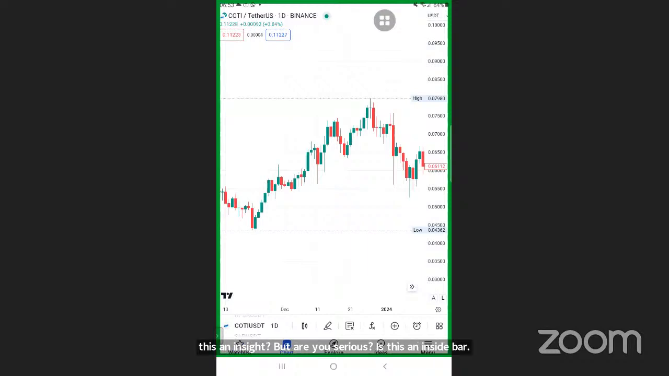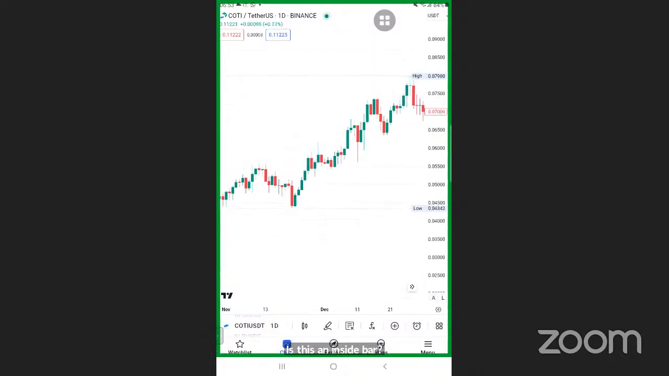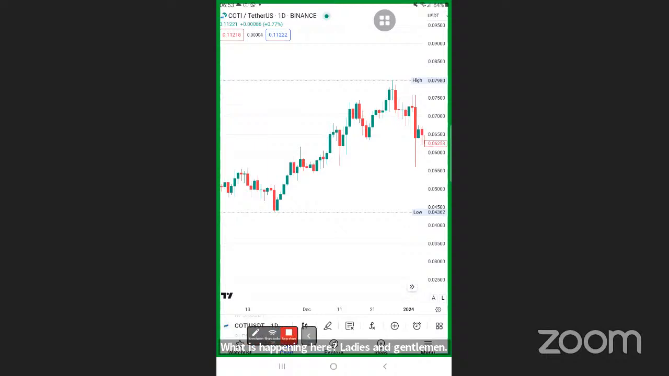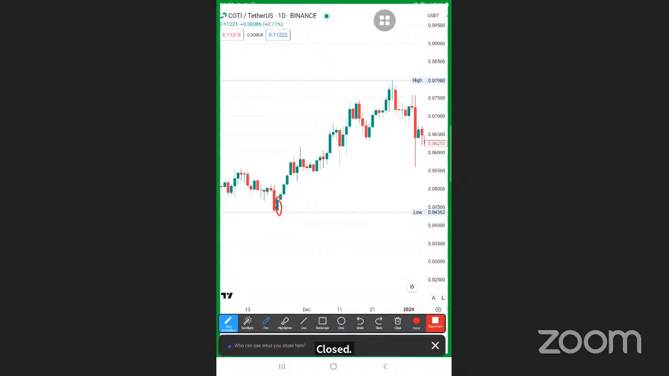Is this an inside bar? What is happening here, ladies and gentlemen? You can see that when this candle closed, another one grew or started on top of it. Just where it closed, another one started there. When this one also closed, the other one started there.